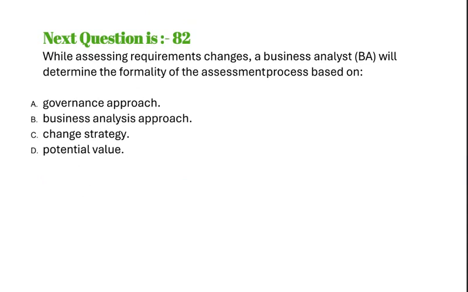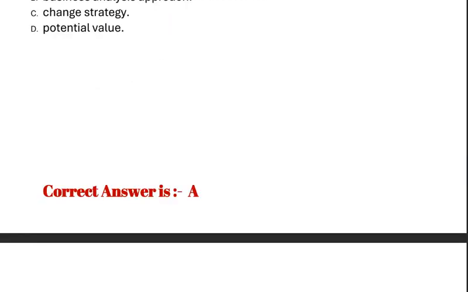Question is, while assessing requirements changes, a business analyst (BA) will determine the formality of the assessment process based on option A, governance approach, option B, business analysis approach, option C, change strategy, option D, potential value. Correct answer is option A.